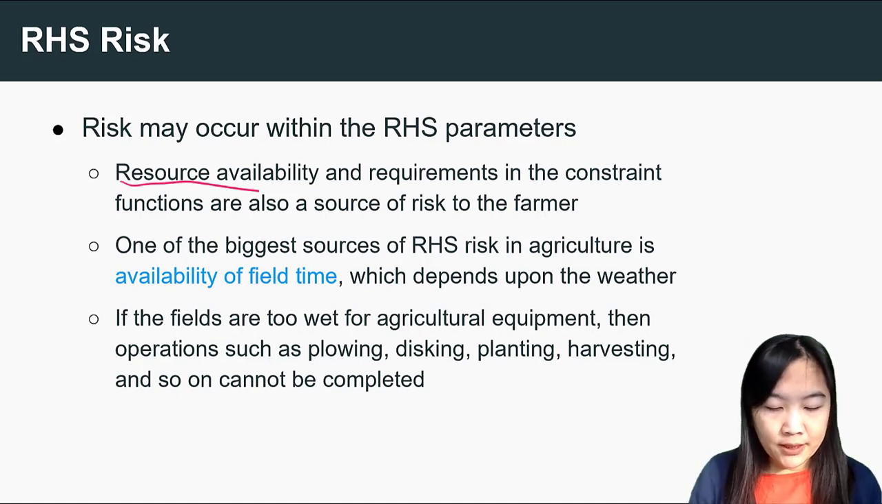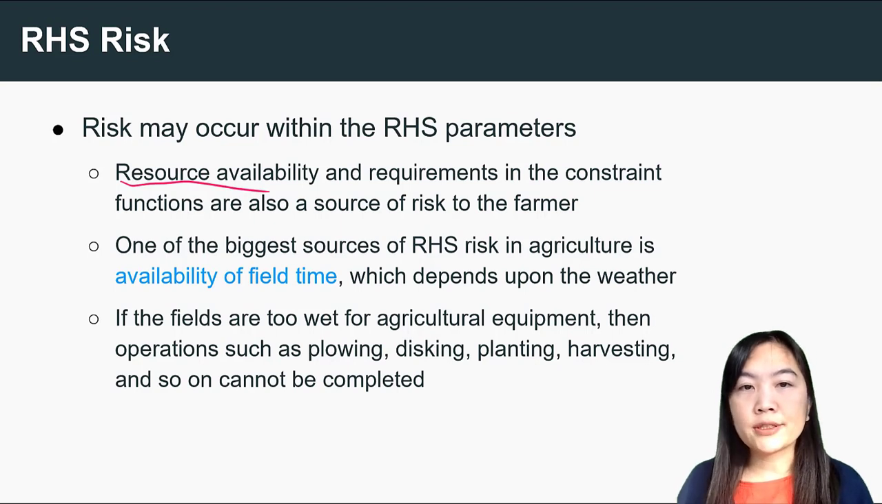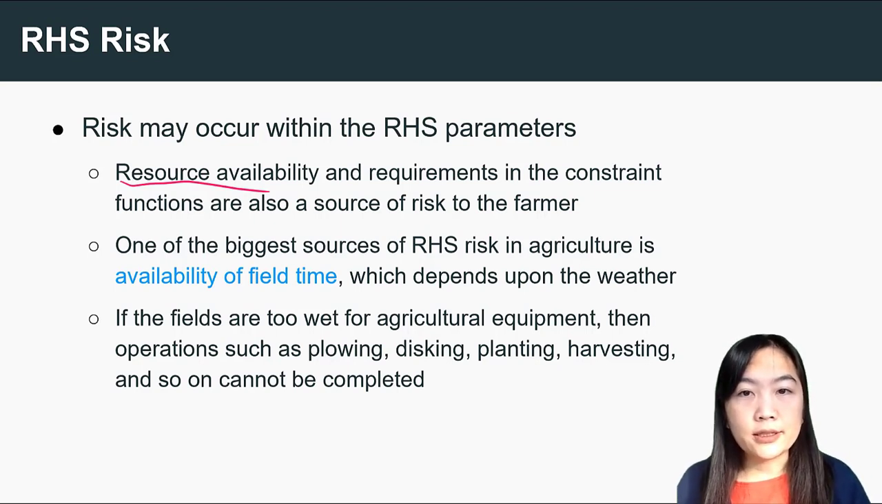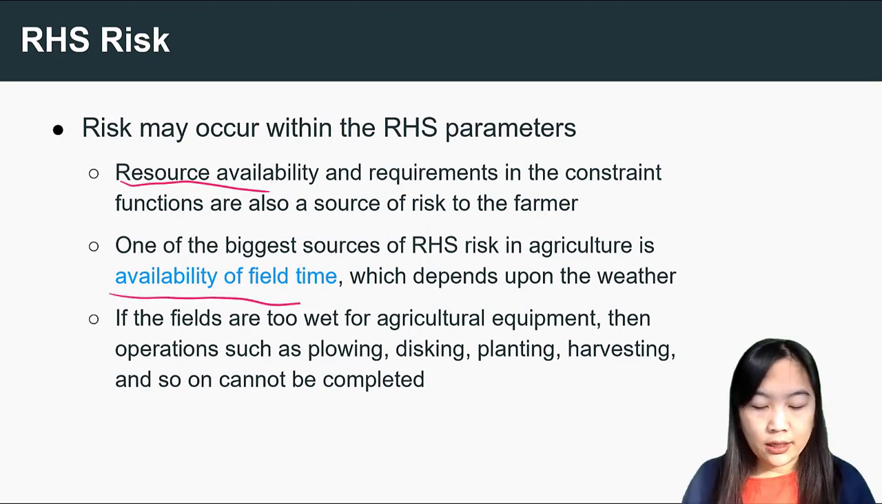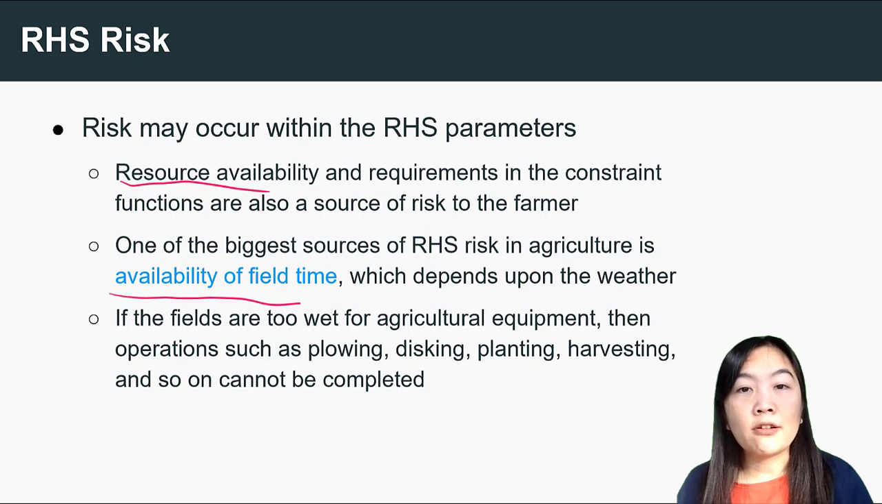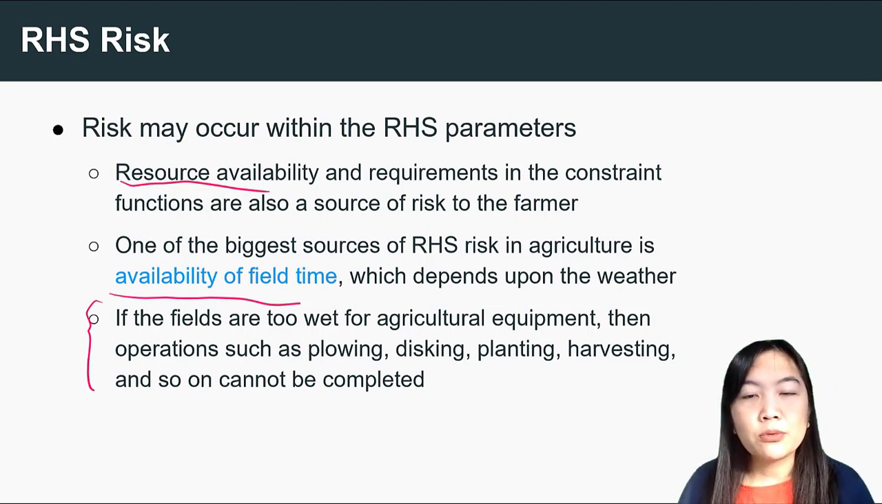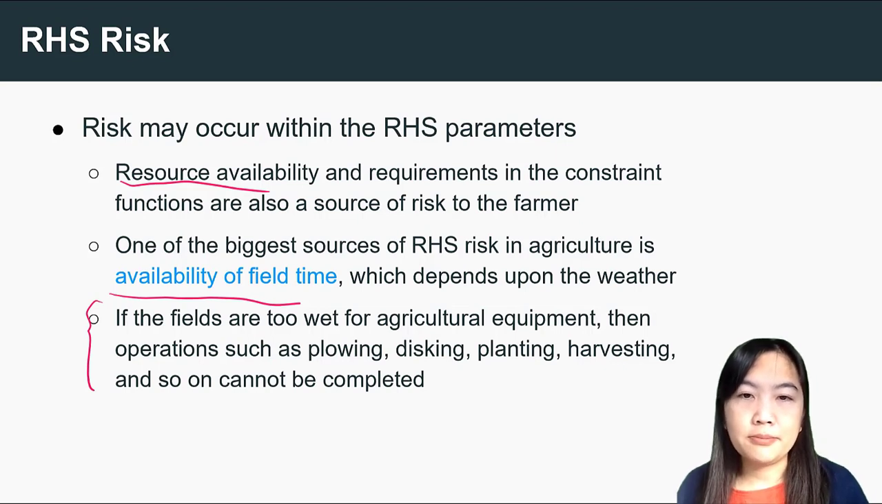So usually the right-hand side parameters are the resources available to the decision maker, for example, the land available, or, as another example, the availability of field time. That depends on weather, so that's one type of the right-hand side risk. And I did mention in detail why that is a risk. For example, if the fields are too wet for the equipment, then operations such as plowing, disking, planting, harvesting, and so on cannot be completed.